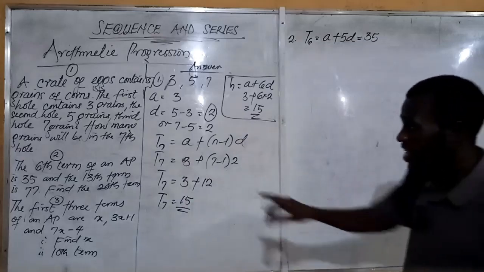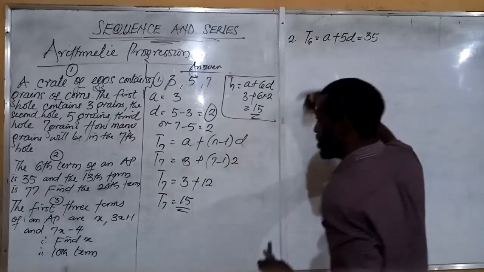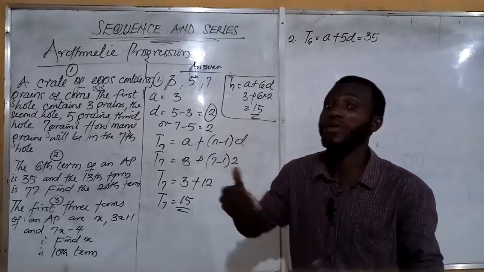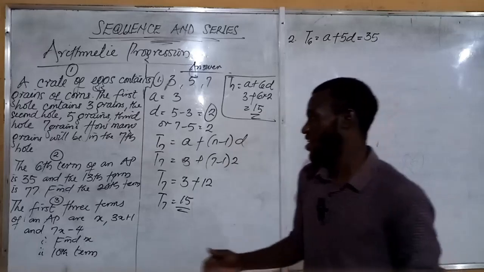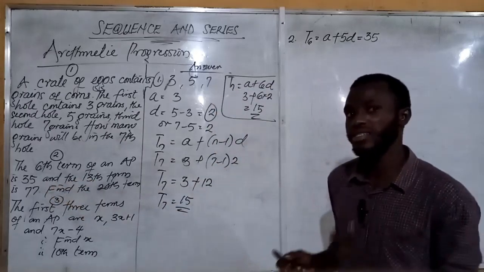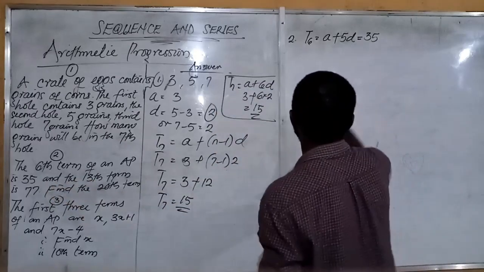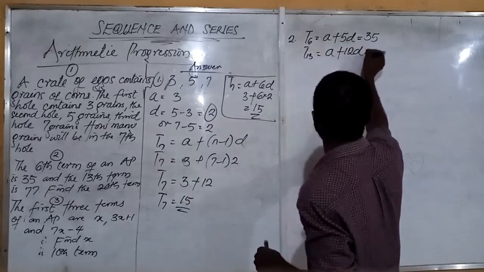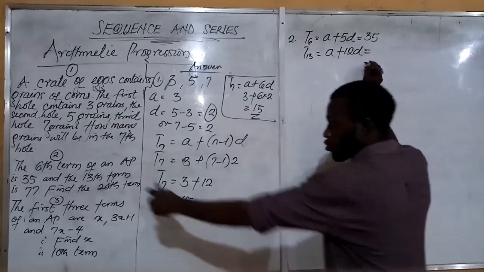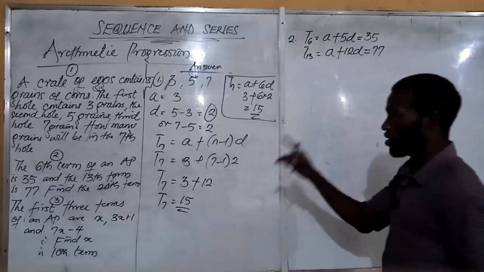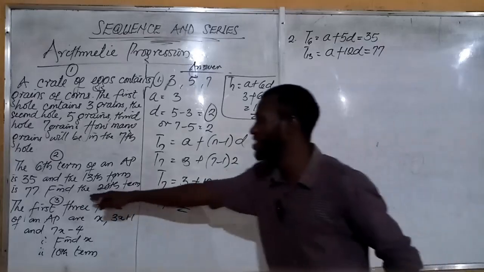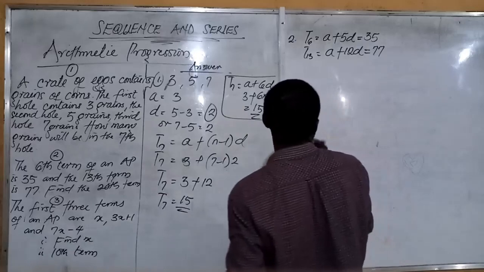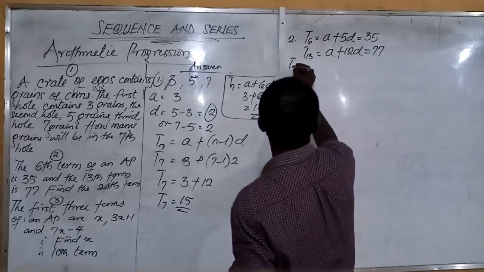You saw the way I interpreted it. T6 means A plus 5D. T3, A plus 2D. T7, A plus 6D. T19, A plus 18D. You get it, right? So here it says, and the 13th term. So I go, T13 is equal to A plus 12D, isn't it? It's equal to 77, according to them. Then I'm asked to find the 20th term, all right? Very easily, I'm asked to find T20.